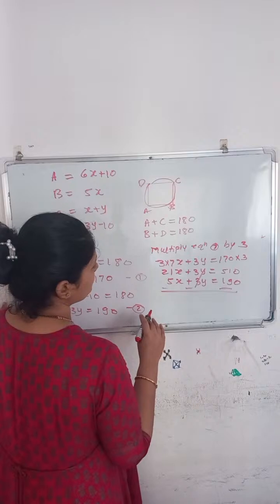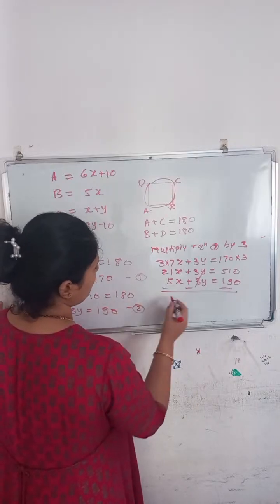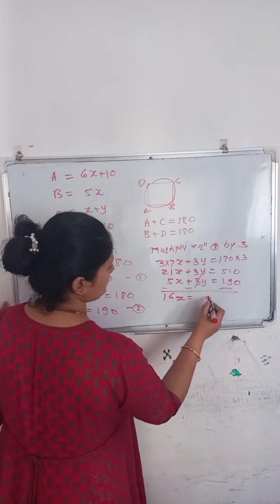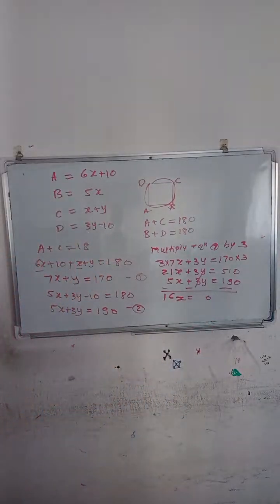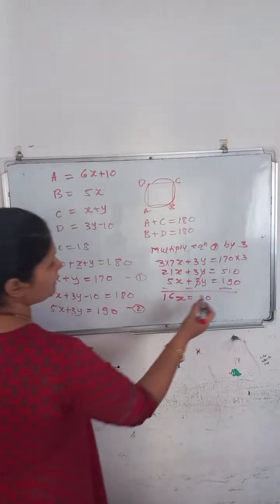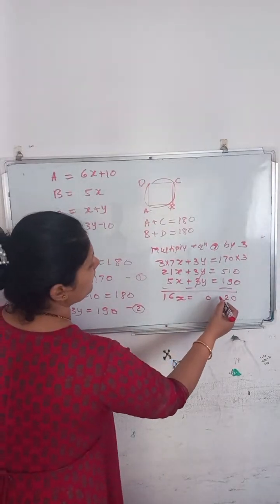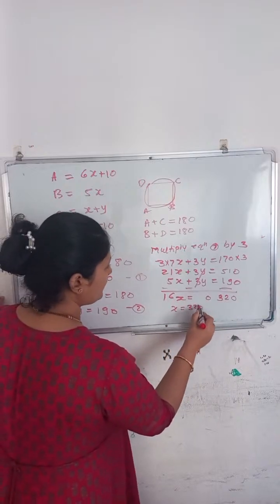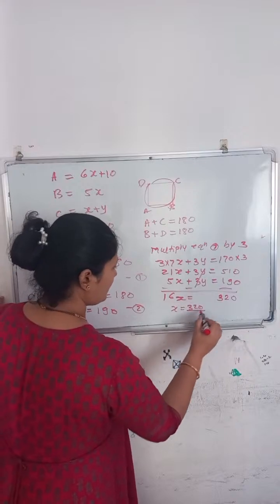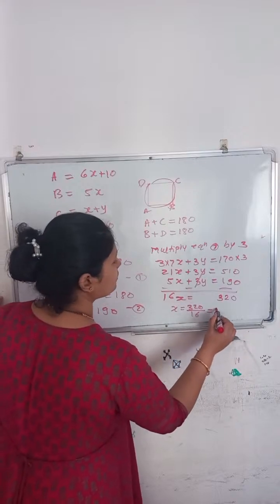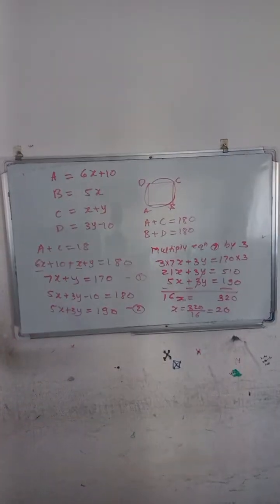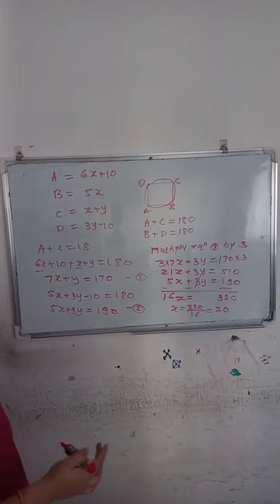21 minus 5 is nothing but how much? 16. So 16x is equal to 320. Now 510 minus 190 is 320. So x is equal to 320 divided by 16. So x is equal to 20. Okay. Once you get x, then you can substitute anywhere.